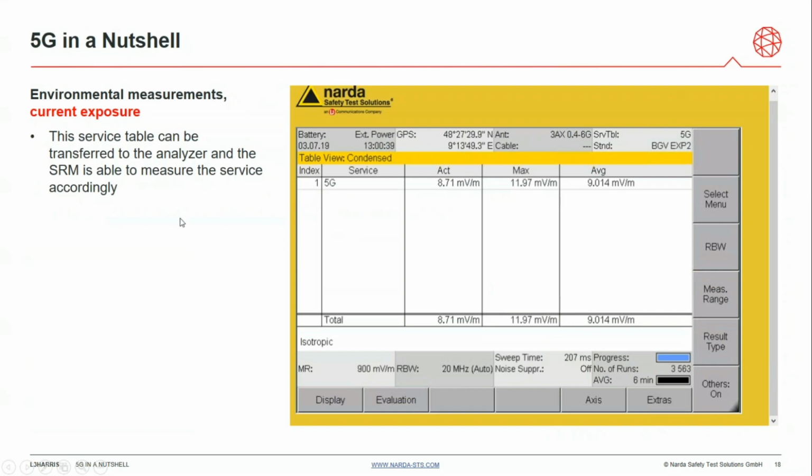So you define this table on your PC, upload it in the spectrum analyzer, and then you see the result. Here it's a condensed view, so you can also have a detailed view. In index 1, you have the 5G service with the instantaneous value of 8 millivolts per meter, the maximum of 12 millivolts per meter, and the average of 9 millivolts per meter.